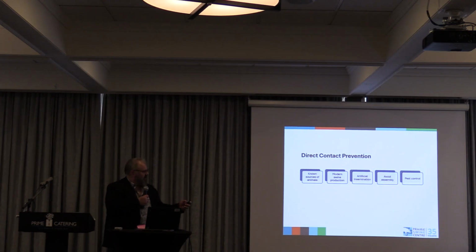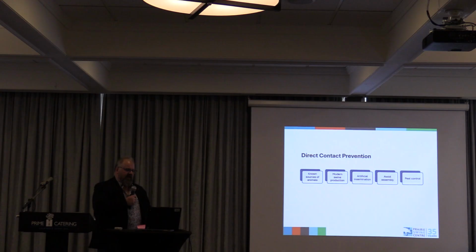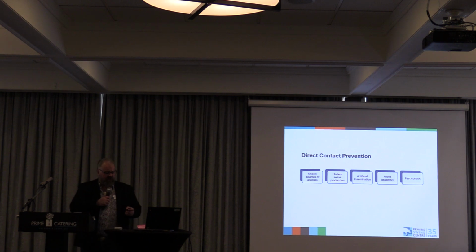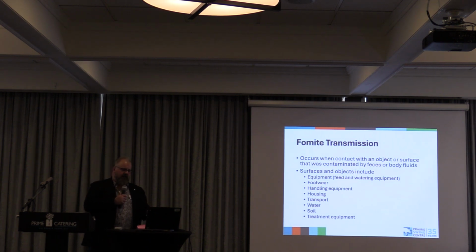Artificial insemination, as I mentioned, is one way of preventing direct contact with animals. Avoiding assembly yards, so having animals assembled into groups or being exposed to that before they would come onto a farm, for example, or into a slaughter plant, for example, is one way to help prevent some of that. Pest control, again, as mentioned, that's certainly a way to help deal with that.